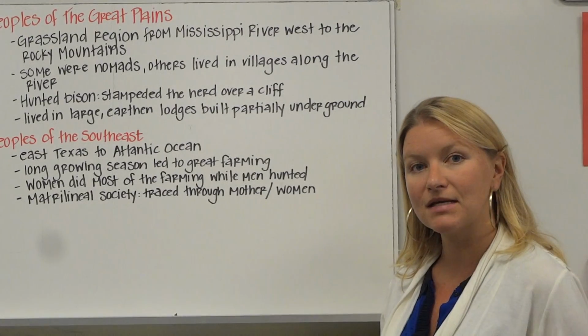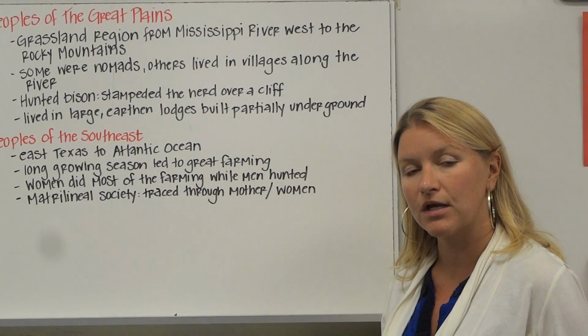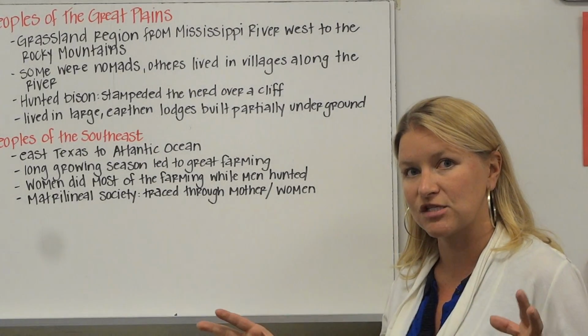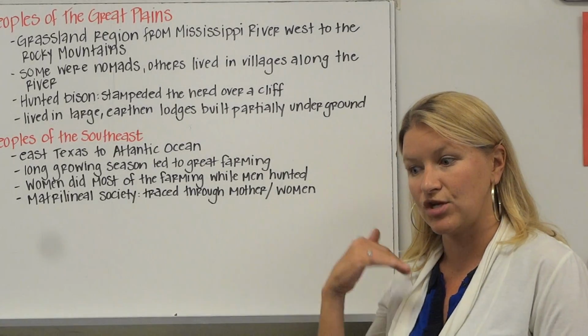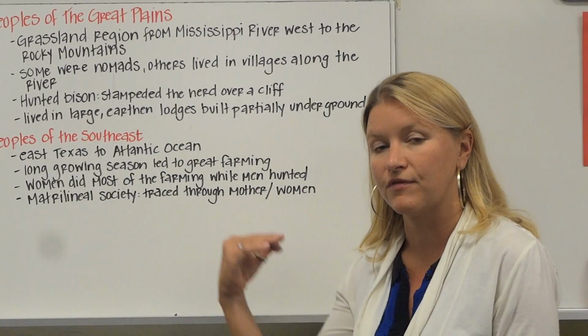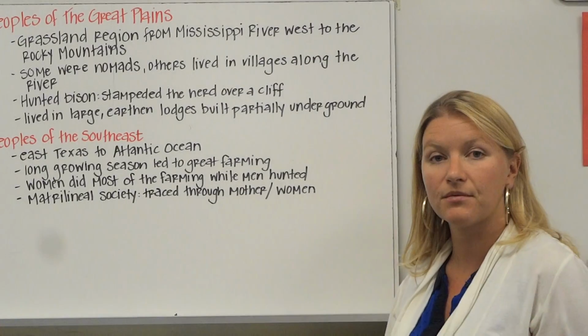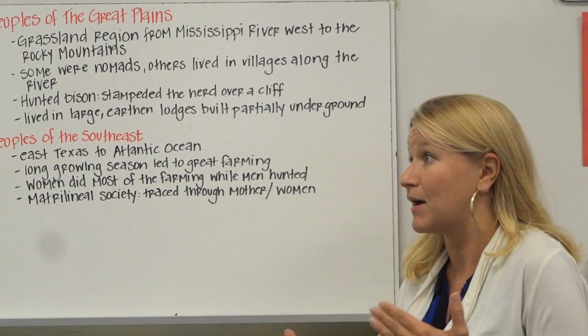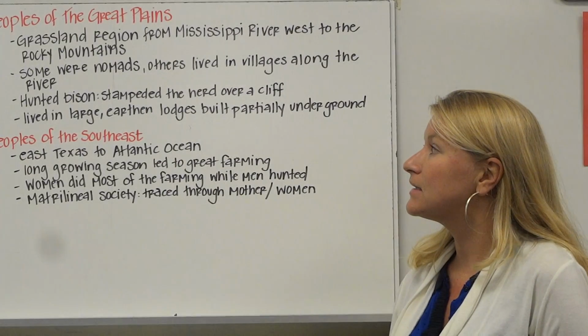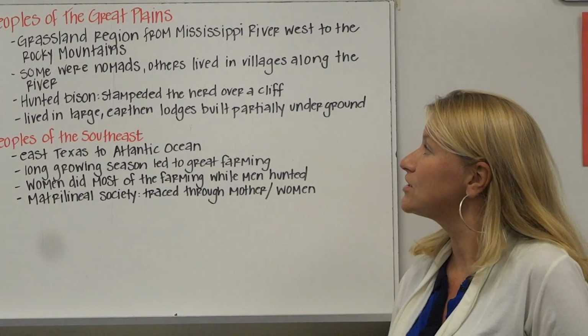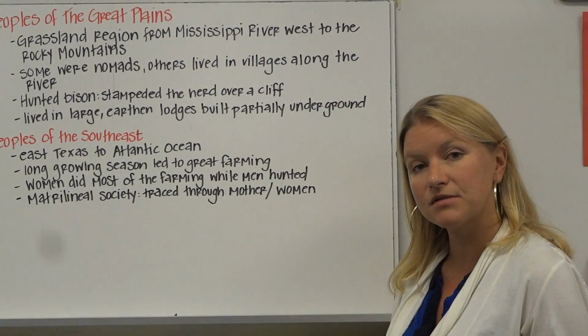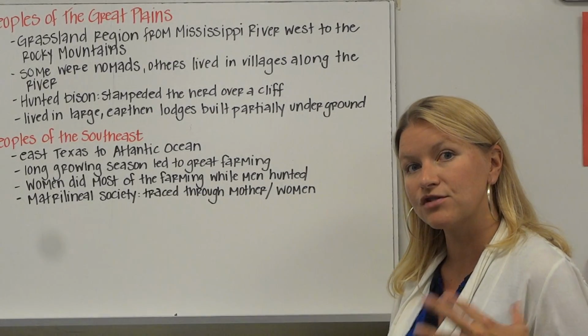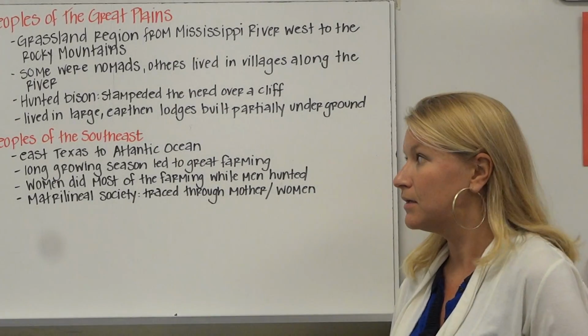They used bison, and if you've ever been to the Smithsonian in Washington, D.C., you've seen that display of the Native Americans chasing these big bison over the edge of a cliff. That's how they were able to kill and to get the food and the houses that they need through those bison. They lived in large earthen lodges. A lot of those times the lodges were built underground, so it gave them some extra protection.